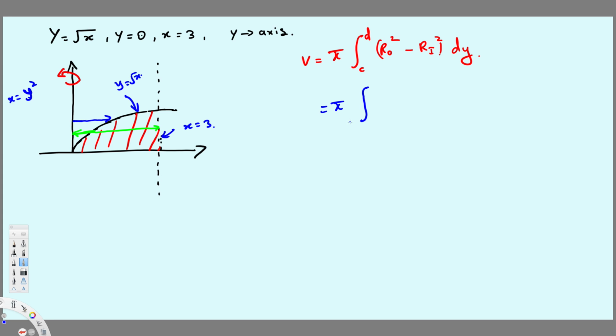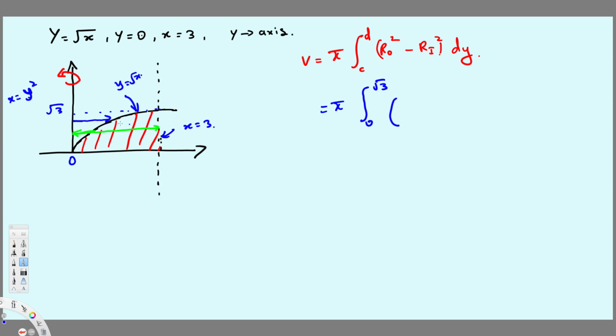Now we have to know the limits of integration. If it's rotating around the y-axis, we want the limits of integration on the y-axis. So starting from 0, we have to find the upper value. We know this is going at x equals 3, so if you plug 3 in for x, that gives us the y value, which is root 3. So it's going from 0 to root 3, and that's going to be the limits of integration.